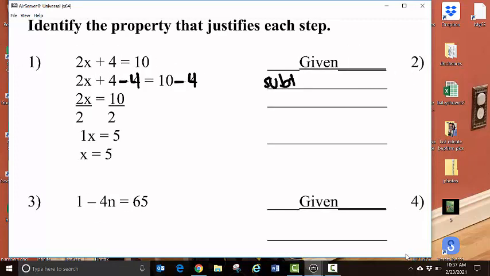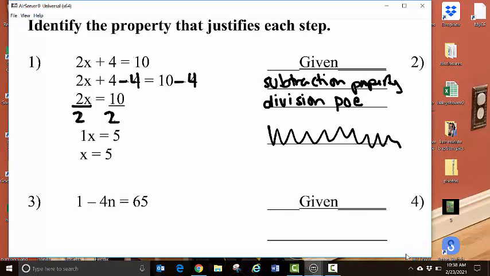The subtraction property. And then what did I do to get rid of that 2? I divided both sides by 2, so that is the division property. It's property of equality. You could call it PO. And now I say x equals 5. And you're actually done, but they switched it. I don't like that. I don't know why it says that last step. There's no more. You are done. Okay? You don't need that.